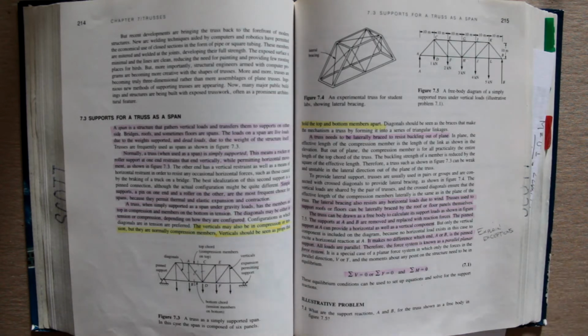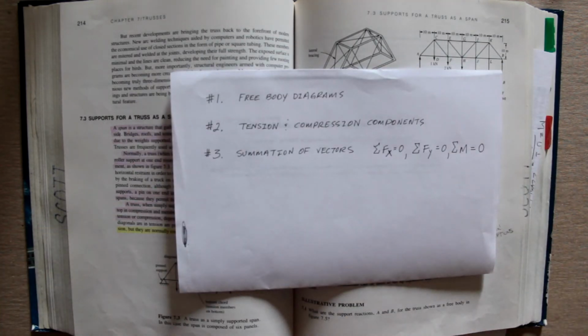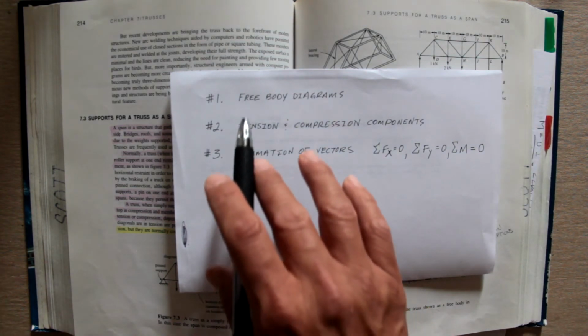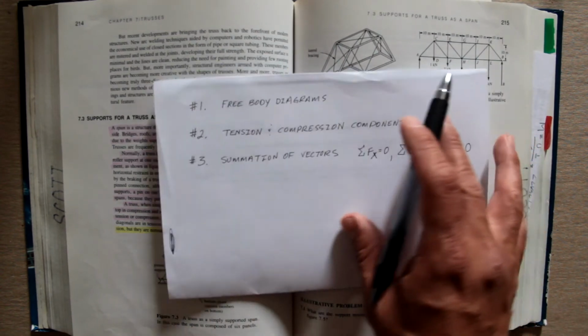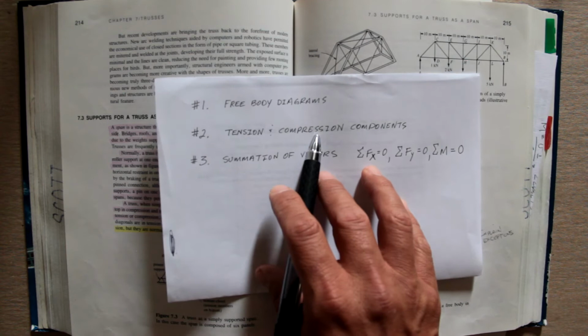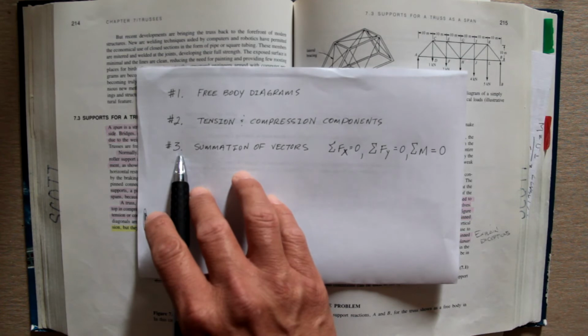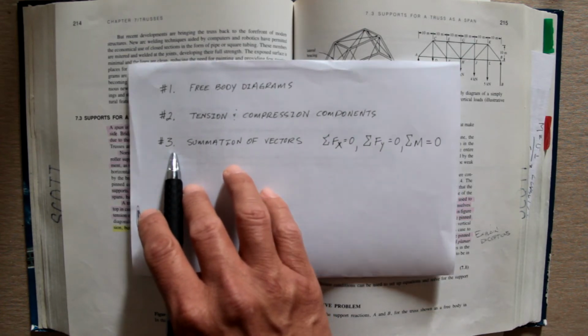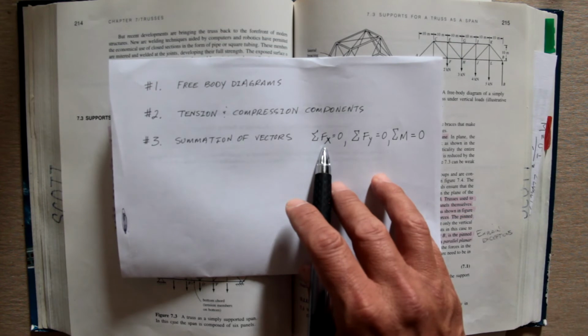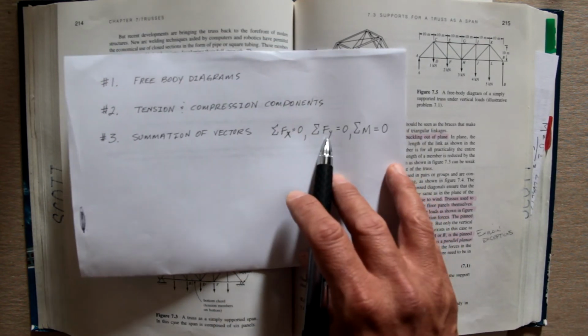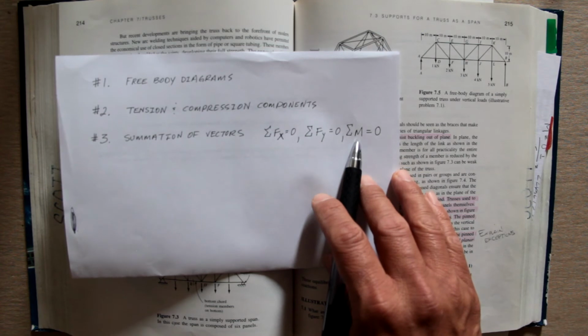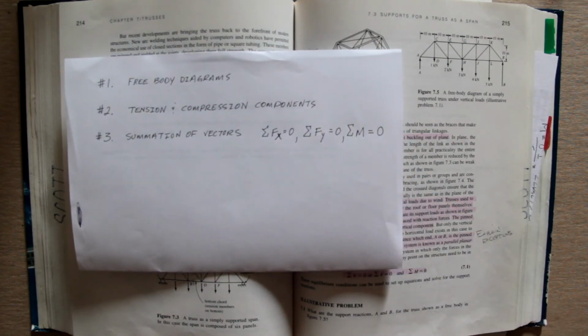So I said the nice thing about this chapter is there's no new information. So we're still dealing with free body diagrams. We're still dealing with tension and compression forces. So no new forces to include. And then to solve our variables, we're still using the same equations. So we're still using the summation of x, summation of y, and of course our moment. And those will be the equations we're still going to be using. So no new equations to learn in this chapter.